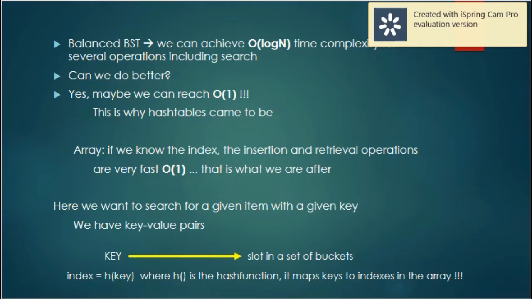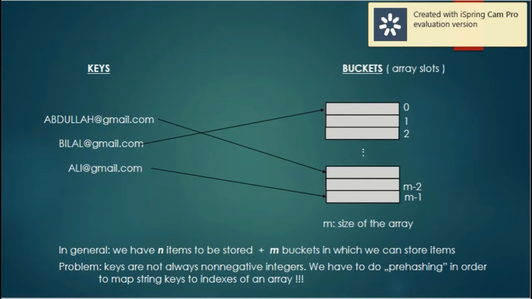The key can be our email address. We see that in the example. So we have the key value pairs, we have the keys, and we would like to get the slot in a set of buckets, basically the index of the array. We have the Gmail IDs and we have buckets, or array slots. We have the size of the array, which is equal to m. That's why the index starts at 0 and ends at m-1. So in general, we have n items to be stored plus m buckets in which we can store the items.